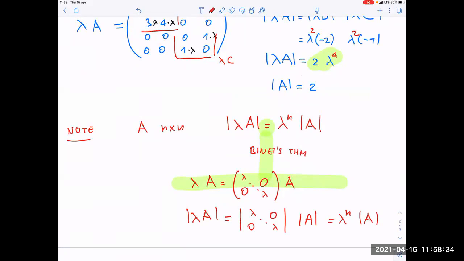It's helping you because you can factor your matrix lambda A. You can describe your matrix lambda A as a product of these two matrices, a diagonal matrix and then just your matrix A. And so you get the result you want. Okay? Good.